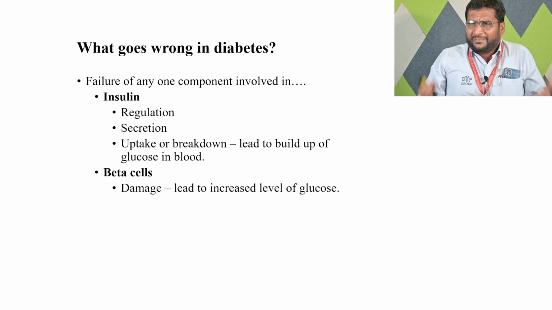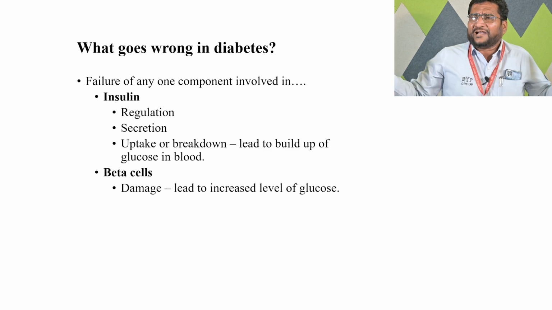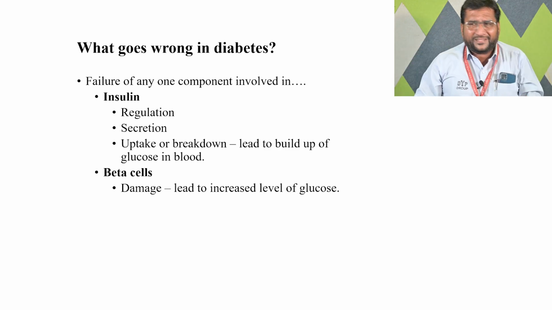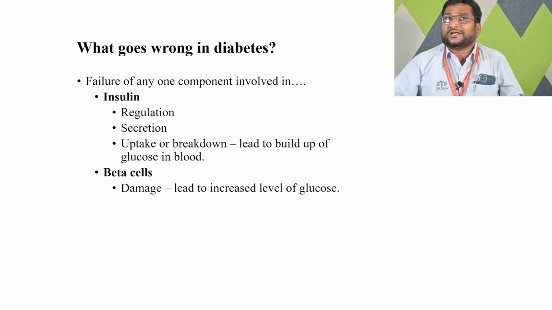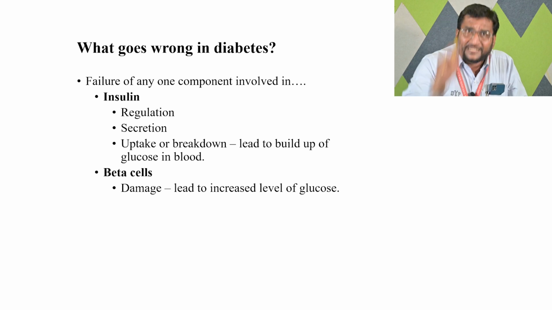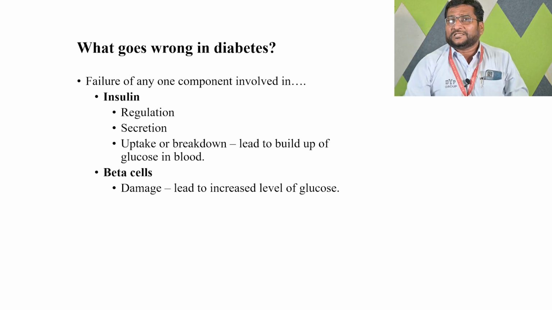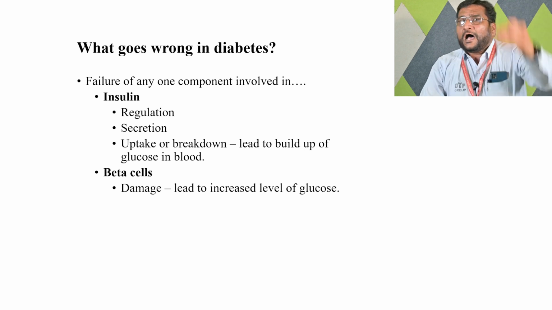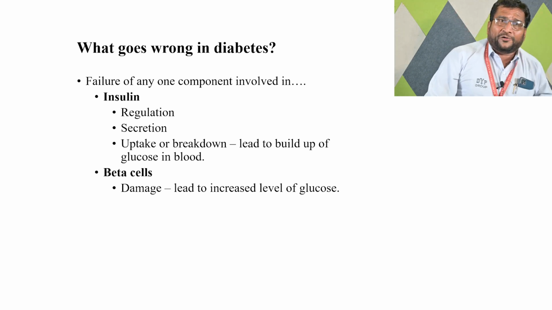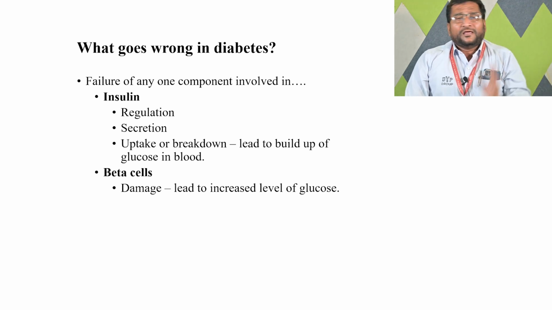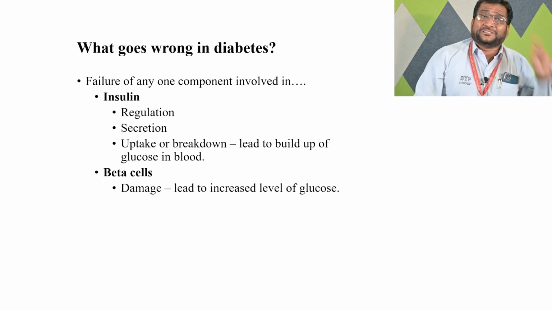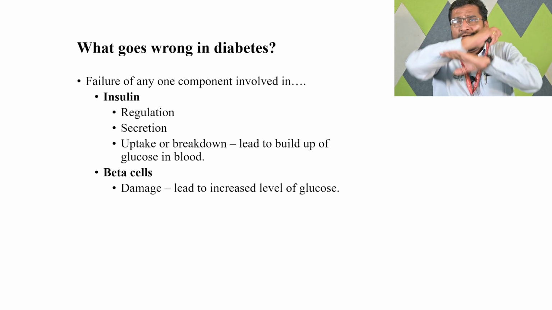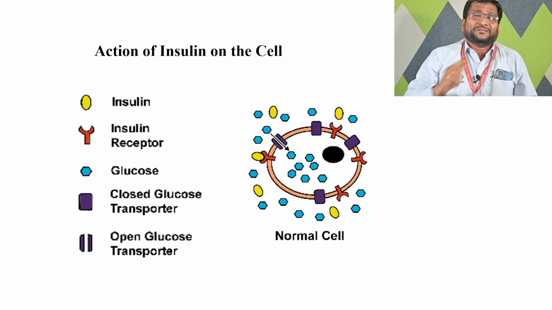So in case of damaged beta cells, there is no secretion of insulin at all, and insulin is not available, then there is no entry of glucose inside the cell. So that is what goes wrong in diabetes mellitus, mainly related to its regulation part, its secretion part, uptake or breakdown, and another important part is destruction of beta cells, which are not in a condition to secrete a sufficient amount of insulin or absolutely no insulin, that is absolute deficiency of insulin.